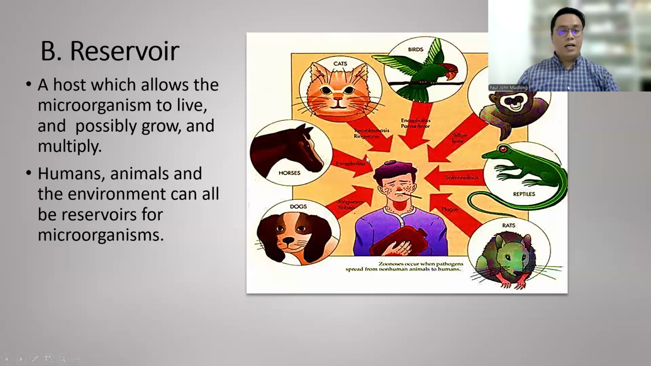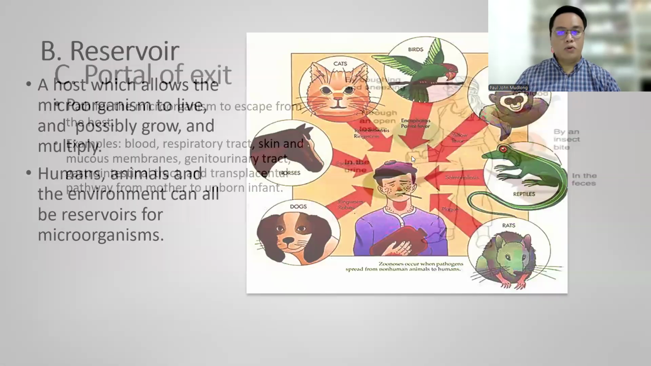Reservoir: a host which allows the microorganism to live and possibly grow and multiply. Humans, animals, and the environment can all be reservoirs for microorganisms. As we all know, every animal has a causative agent or a microorganism that lives and possibly grows. As we all know, with COVID they have an idea on how it spread. I think, if I'm not mistaken, correct me if I'm wrong, class, they said that it came from a bat in China.